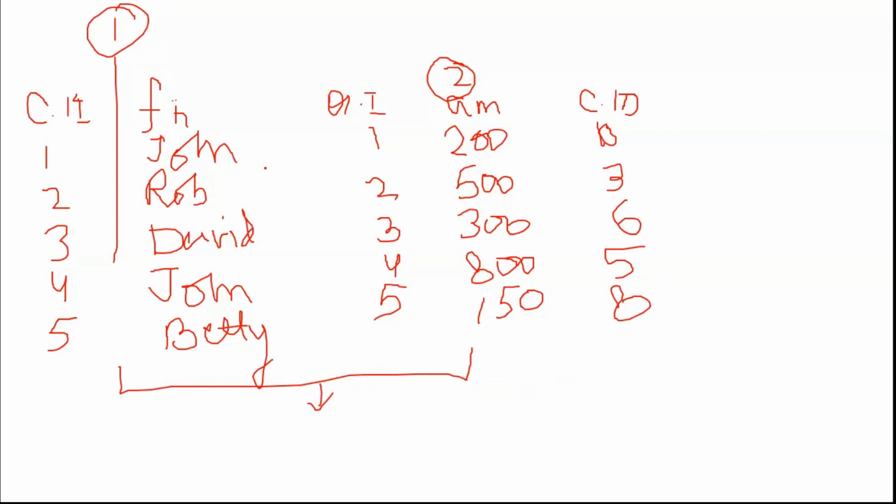What do you find common in between these two tables? Anything common between these two tables? Yeah, so the 5 and 5 from CX, customer ID.